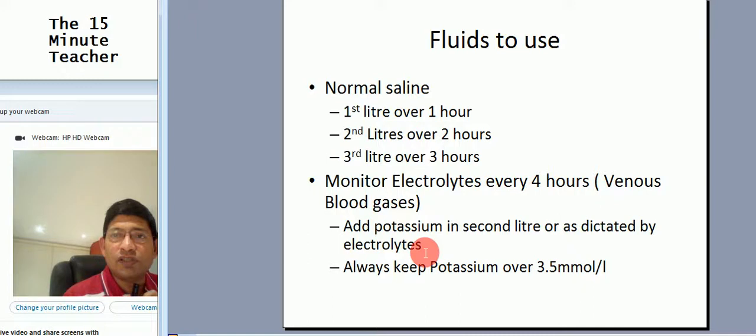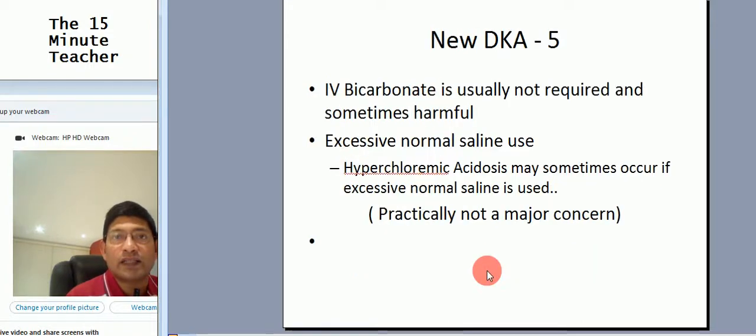Fluids to use in a practical setting: normal saline first liter over the first hour, second liter over the next 2 hours, third liter over the next 3 hours, and you might wish to add potassium from the second bag onwards to avoid hypokalemia. Monitor electrolytes every 4 hours and add potassium in the second liter. And always keep the potassium over 3.5, as if the potassium drops below 3.5, this correlates with higher mortality.